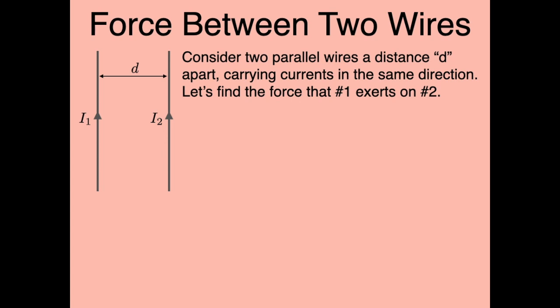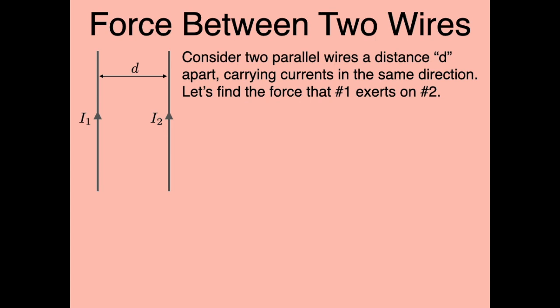If we have 2 different wires that are parallel, as shown in the picture here, and they're each carrying a current, let's say I1 is the current on the left and I2 is the current on the right, we expect there to be some kind of force between these wires. What we're going to do here is figure out the math that tells us what the force between these 2 wires actually is. In particular, we're going to look at the force that wire number 1 exerts on wire number 2.